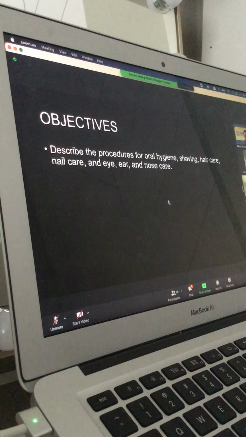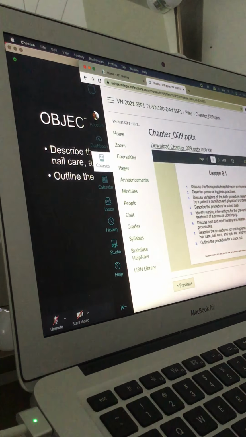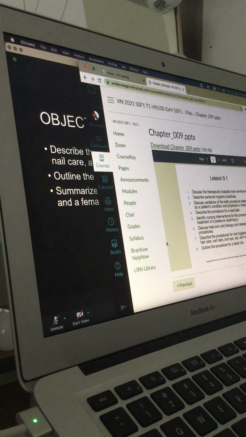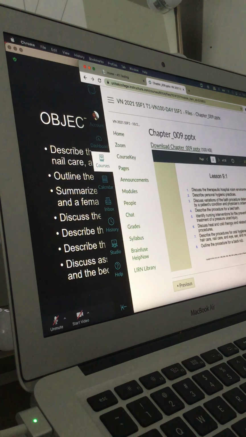Objectives: describe the procedures for oral hygiene, shaving, hair care, nail care, and eye, ear, and nose care. Outline the procedure for a back rub. Summarize the procedure for perineal care for a male patient and a female patient. Discuss the procedures for skincare. Describe the procedure for making an unoccupied bed. Describe the procedure for making an occupied bed. Discuss assisting a patient in the use of the bedpan, the urinal, and the bedside commode.